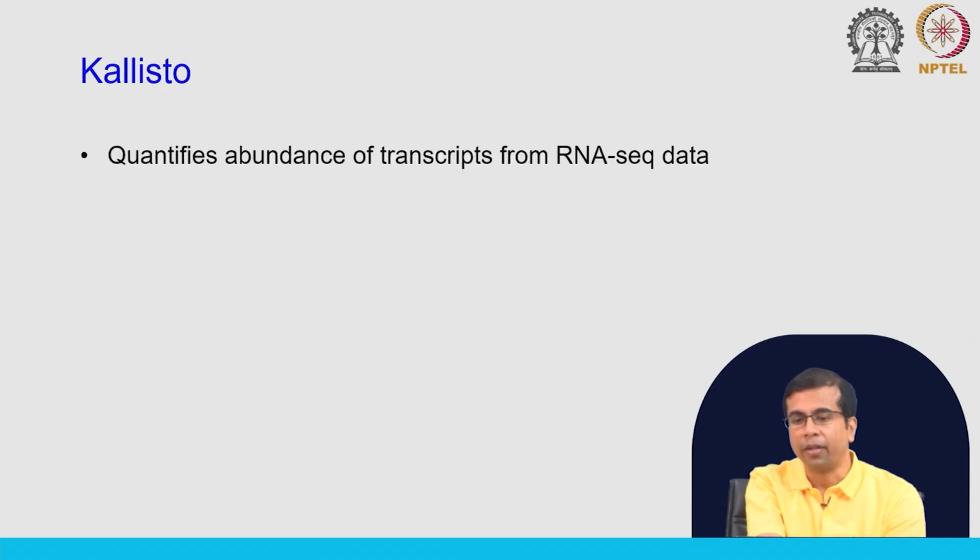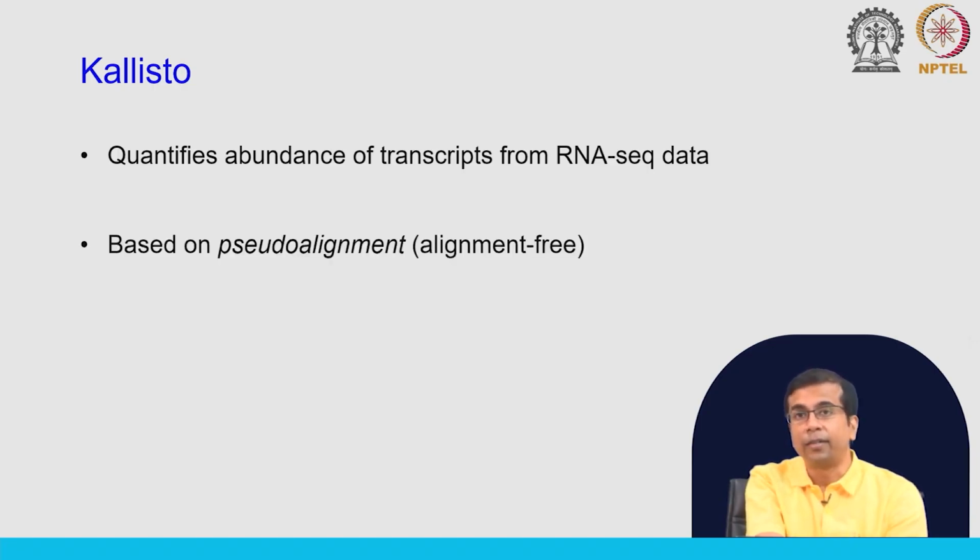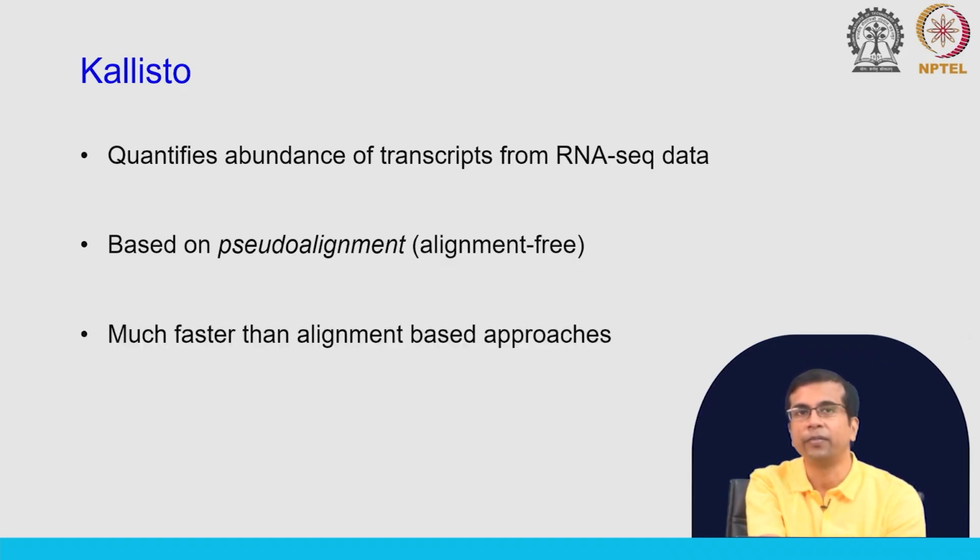Okay. So, it quantifies abundance of transcripts, this is the task that this tool does, but it does so based on something called pseudo alignment. There is no real, actual alignment. That is why it is called pseudo alignment or an alignment free approach. And the advantage is this is much faster than the alignment based approaches. You do not have to do this alignment or mapping, so it is much faster.